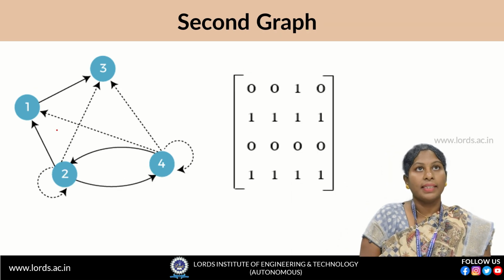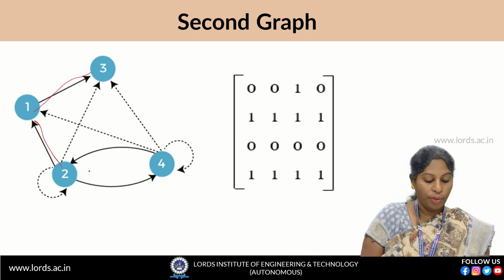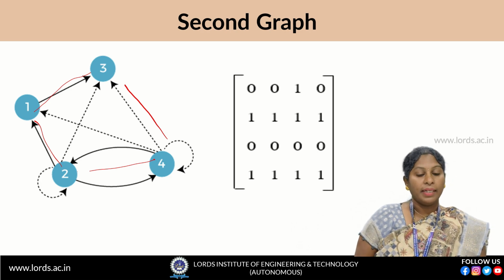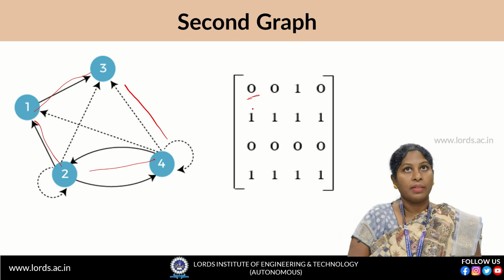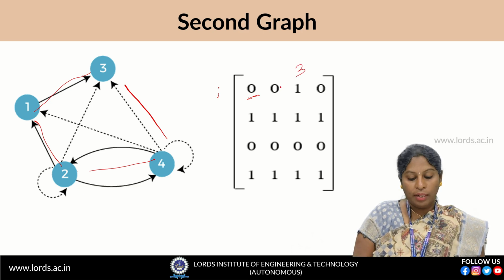Let us consider the second graph. Here we have nodes from 1 to 3, and we have edges from 2 to 1, from 2 to 4, and from 4 to 2, and we have considered 4 to 3. Right? For the transitive closure, we can give 1 to 1 as 0, because there is no path. If we are considering 1 to 3, yes, there is a path. So here 1 and 3 will have a value of 1.